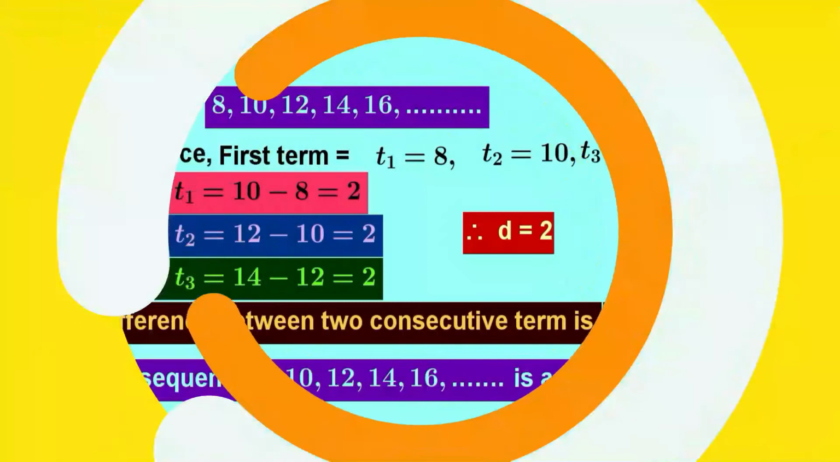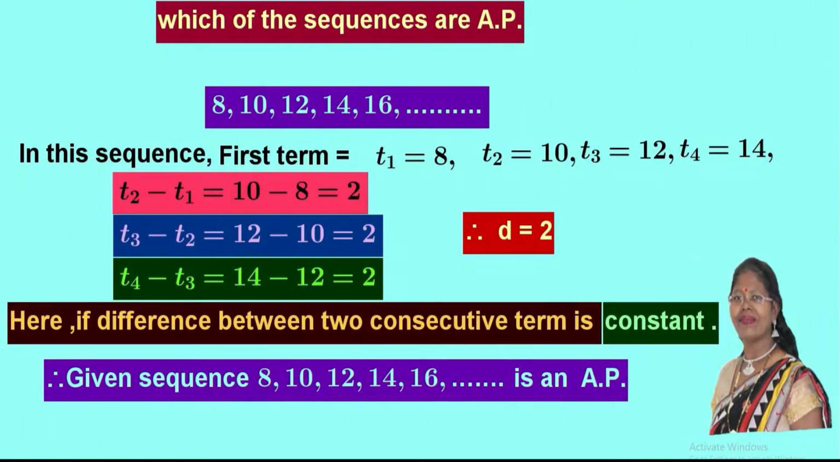Welcome to Magic Maths. Today we are going to learn which of the sequences are AP. Here 8, 10, 12, 14, 16 is the given sequence. T1 is equal to 8, T2 is equal to 10, T3 is equal to 12, T4 is equal to 14.